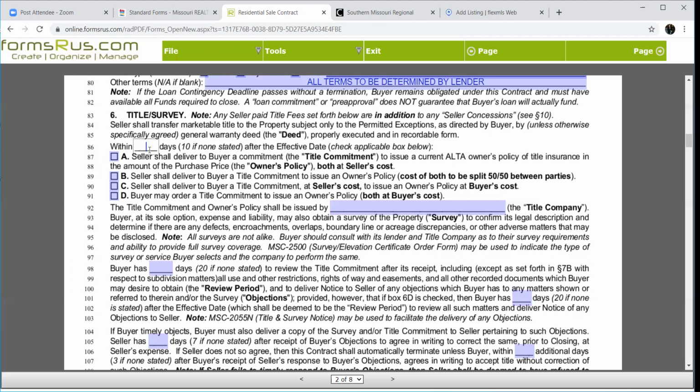Now, if you had an investor that wanted to make an $80,000 offer on that $100,000 house, and obviously not asking for closing costs, paying cash, we're gonna close in 10 days. And oh, by the way, I'm gonna check D, I'm gonna pay for the title search and the title commitment.